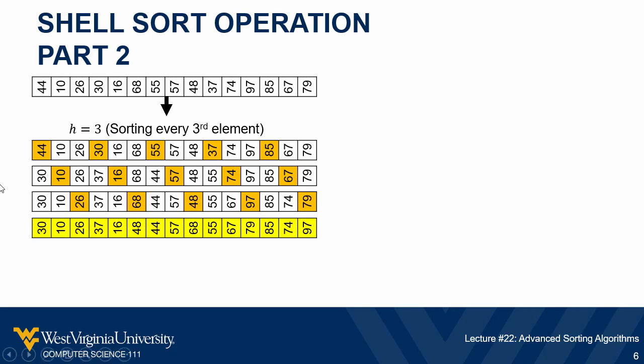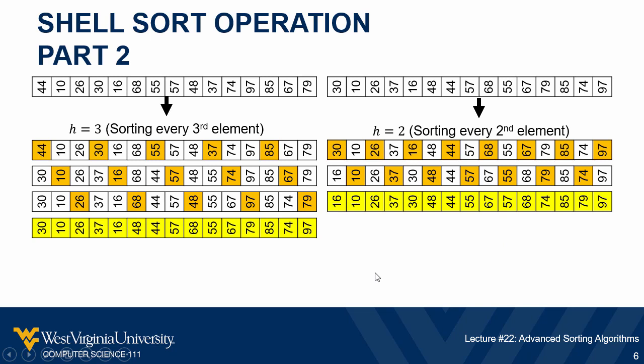You can see that with the first group, we have 30, 37, 44, 55, 85. And then we have 10, 16, 57, 67, 74. And our last group is 26, 48, 68, 79, and 97. So you can see that we're slowly getting things closer to being sorted.